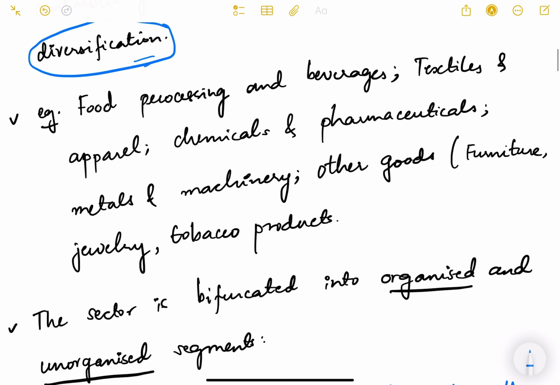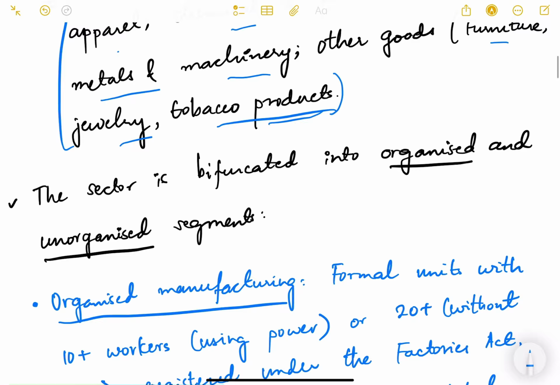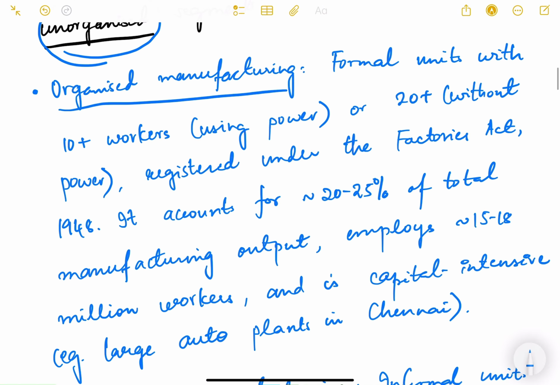Then what is the example of this? Food processing, beverages, textiles, apparels, chemicals, pharmaceuticals, metals and machinery, other goods like furniture, jewelry, tobacco products, etc. All these are part of manufacturing sector, and this sector is bifurcated into organized manufacturing and unorganized manufacturing, right? So that again we'll see what is the meaning of organized and unorganized.